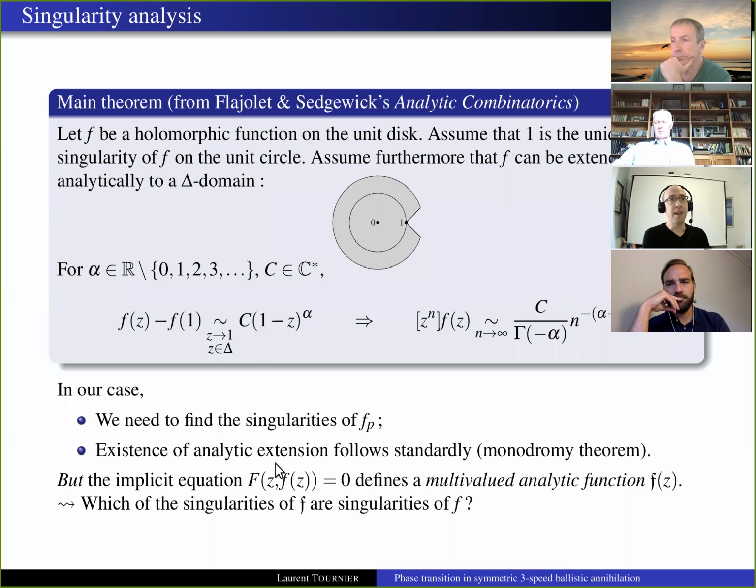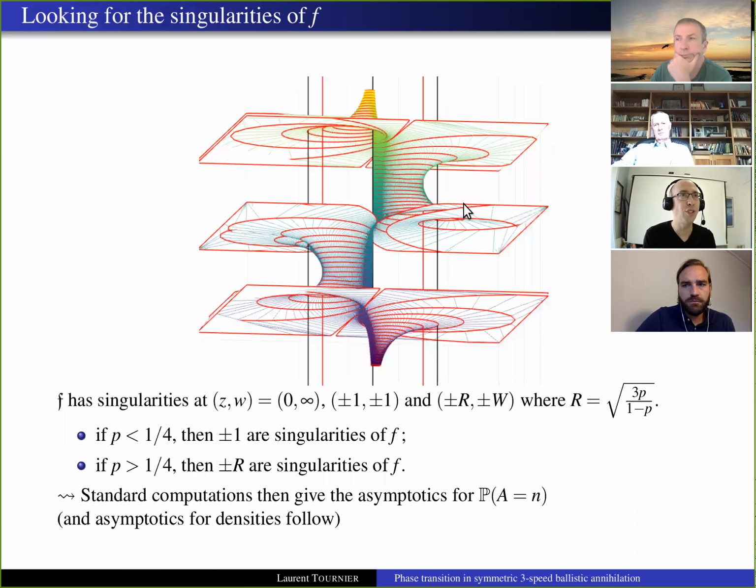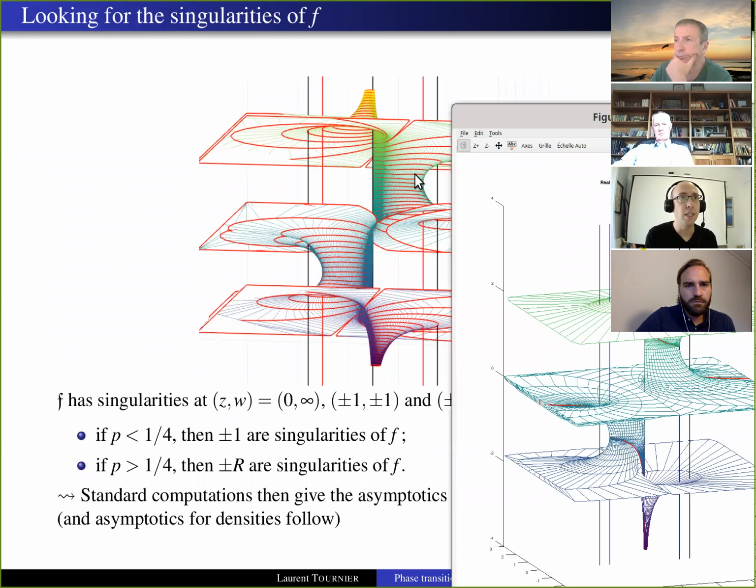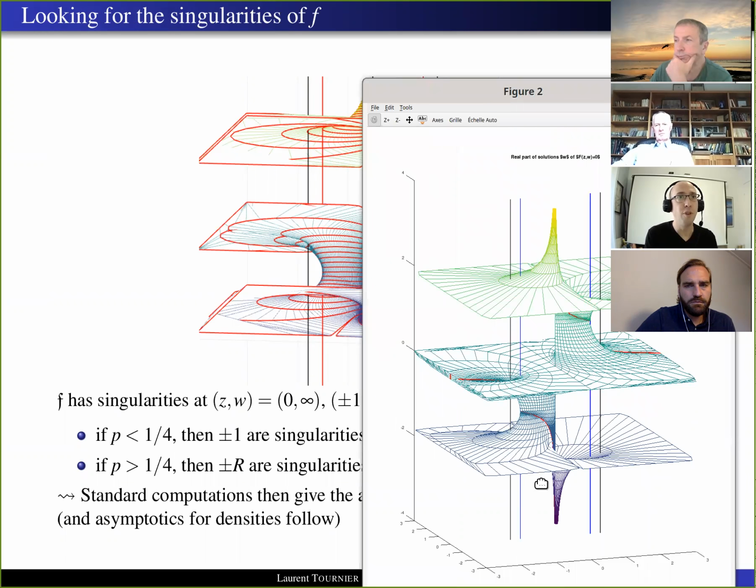So what this defines is a kind of multi-valued analytic function. In this case, you can easily find singularities of this whole multi-valued analytic function, but it's not that easy to find which ones are singularities of f. So you have to dig a little bit more. And I can't resist showing you a plot of what this might look like. I can even have it move around like this.